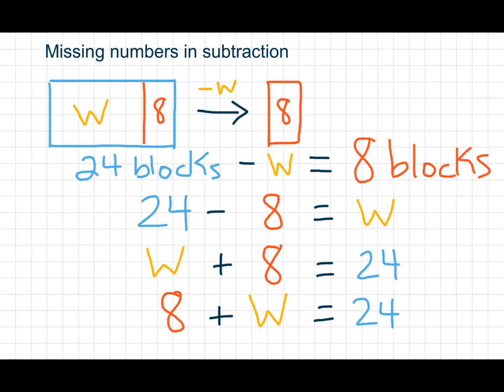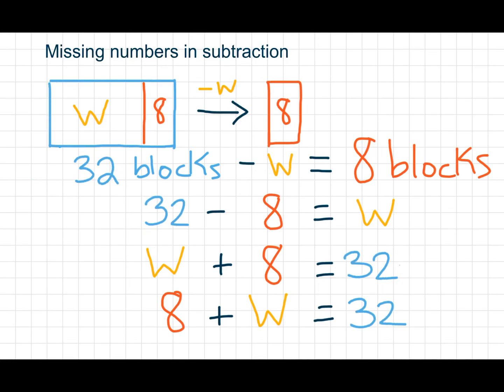And again, I put a rectangle around a certain number of these little blocks here. Okay, this is 24 blocks. We've got 8. That is not 24 blocks. Hold on. Course correction. It is 8 by 4, so that's 32 blocks. Okay, so we have the total 32 blocks. We take away W number of blocks. Okay, it's an unknown, a missing number. And we're left with 8 blocks.